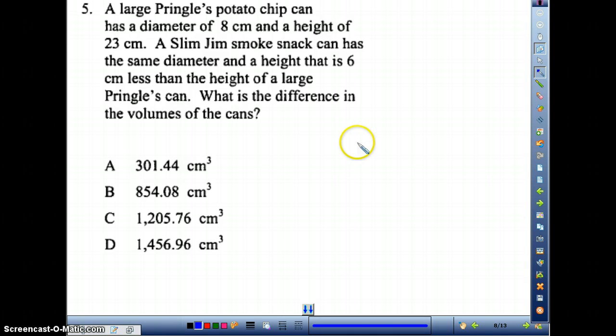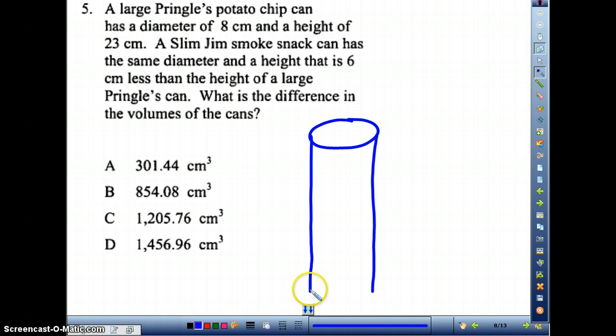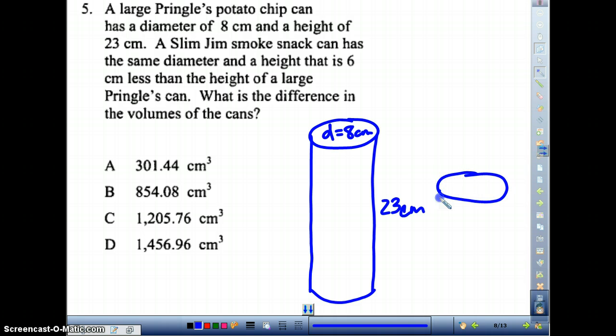All right, we've got a Pringles can. A Pringles can is a cylinder. It's really long. It has a diameter of 8 centimeters and a height of 23 centimeters. Let's see here. A Slim Jim smoked snack can has the same diameter and a height that is 6 centimeters less than the height of a large Pringles can. So here's the Slim Jim's can. It's also a cylinder. These are both cylinders. Write that down.